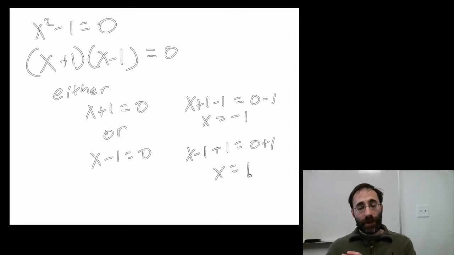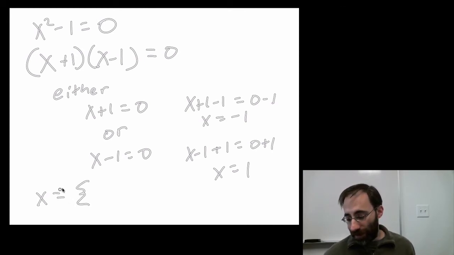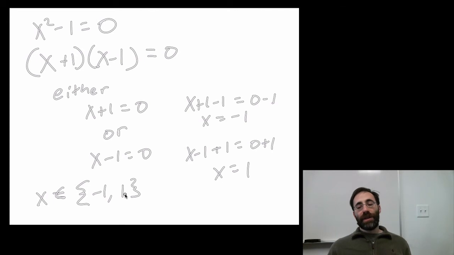And we now have two solutions. x equals negative 1 or 1. There's a set of solutions which we can say x is in the set negative 1 and 1. And that's the solution set for the equation x squared minus 1. And that's one way to solve it, by factoring. This way works really well when you have something that factors well, or you can recognize how it works, right?